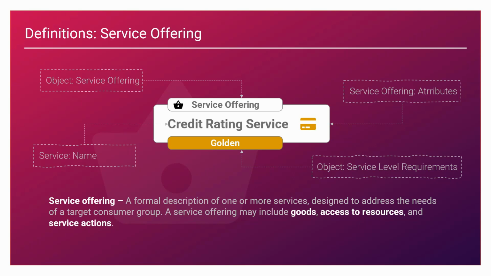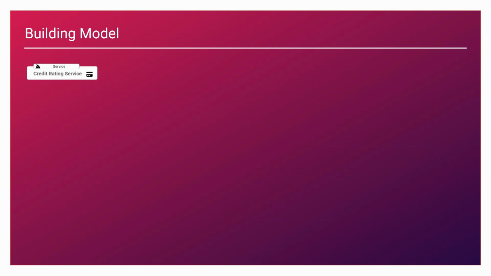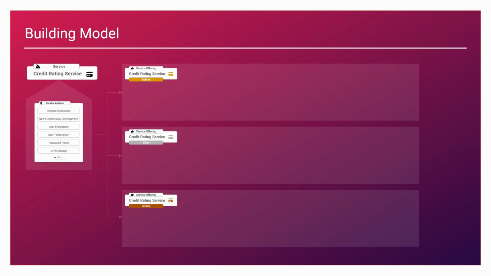Now let's start building our model. First of all, we define the services. Then we need to understand what kind of service actions will be available for a particular service. Techniques, like user journey map, can be used to facilitate the discovery of the service actions. The next step is to define service offerings.